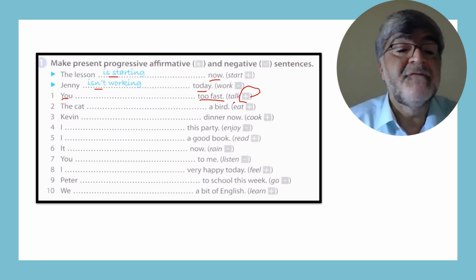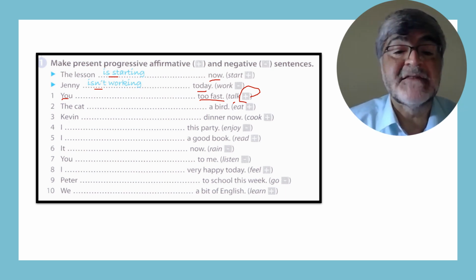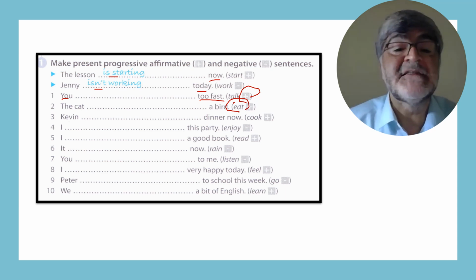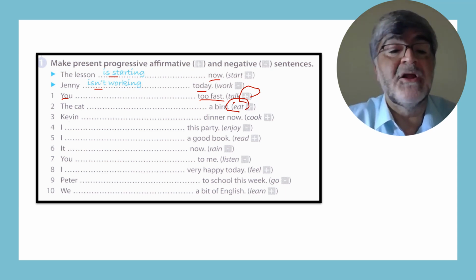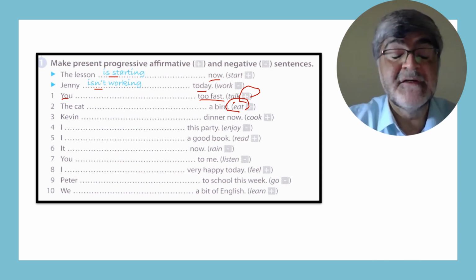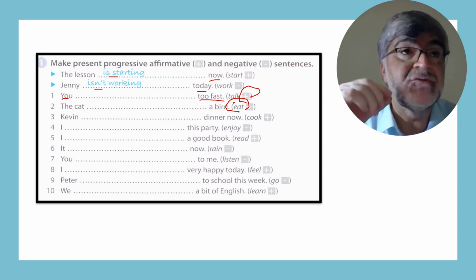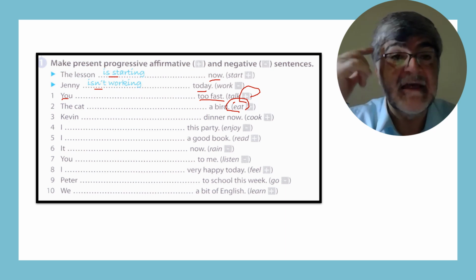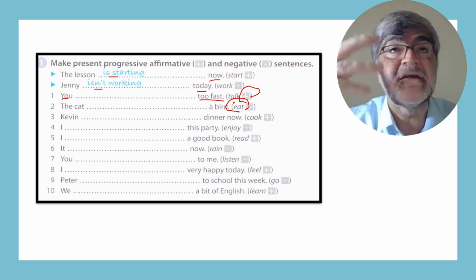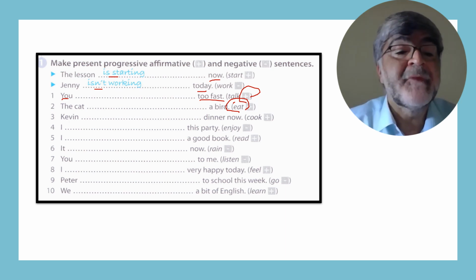Number two, the cat, a bird. What is the cat doing? The cat is eating. This is the verb that we have here. The cat is eating a bird. Then we can make it contracted. We can say the cat's eating a bird. Then what you should do is to repeat the sentences several times so that you can keep it in your mind, and your mind can generate and make new sentences itself automatically.